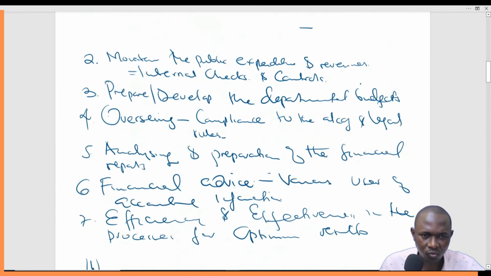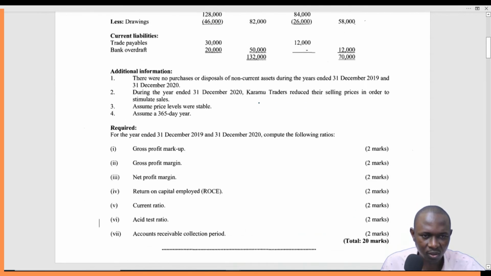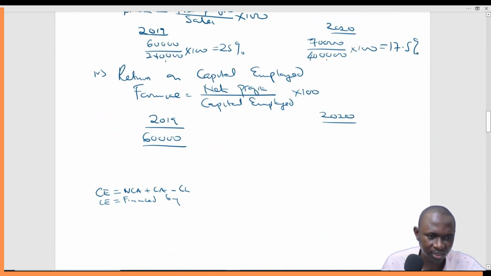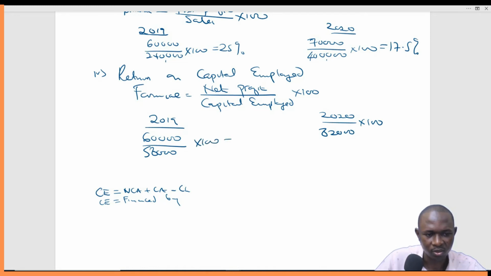So what is capital employed? For 2019 it was 58,000. For 2020 it's 82,000. So 58,000 and 82,000, and then you multiply by 100. So 60 divided by 58 gives us 1.034, which is 103.4%, and on the other side we have, in 2020, what have we written?